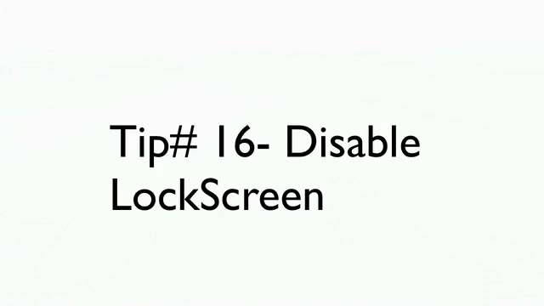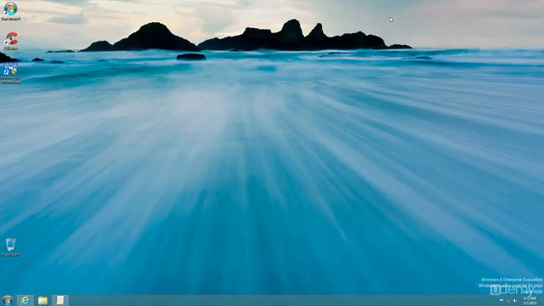Today's tip number 16, we're going to look at disabling the lock screen within Windows 8. So let's say you don't want the lock screen to be there. Maybe you have a desktop computer like myself. You don't want the lock screen to show up when you log into Windows 8. Or maybe you're on a laptop, and when you close the lid, you don't want it to lock the computer. So here's a way to disable it completely, or bypass, I should say, the Windows 8 lock screen.